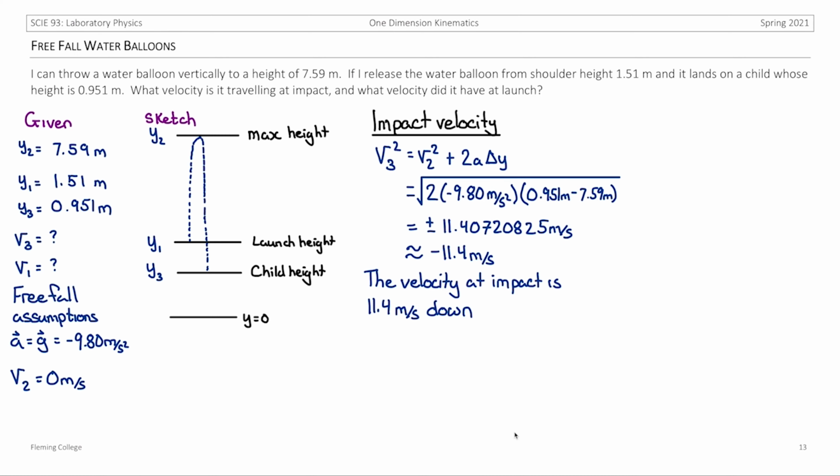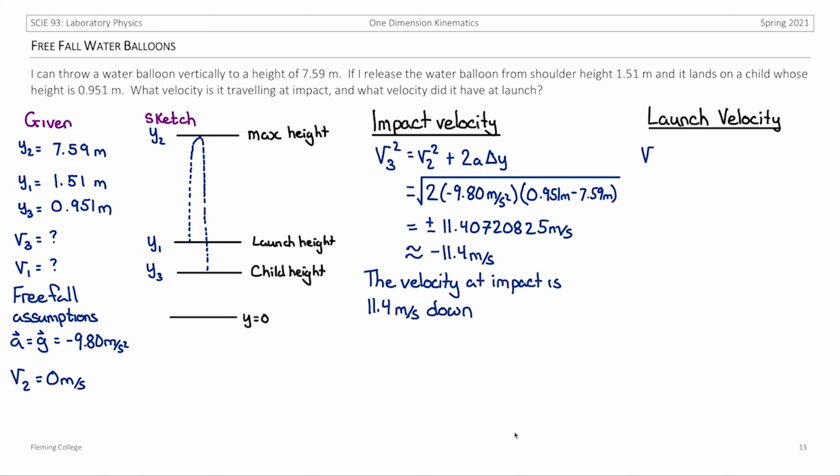And that statement answers our question. This was a straightforward question. But the question did have two parts. So let's look at the launch velocity. If I was launching the water balloon from the height of the child, this would be a trivial question. It would be the same magnitude but opposite direction. But I launch it from slightly above the child's height, so I have to do these equations again.